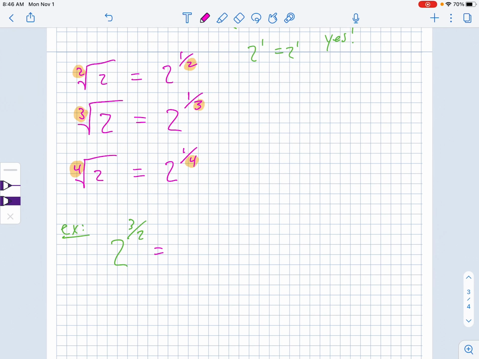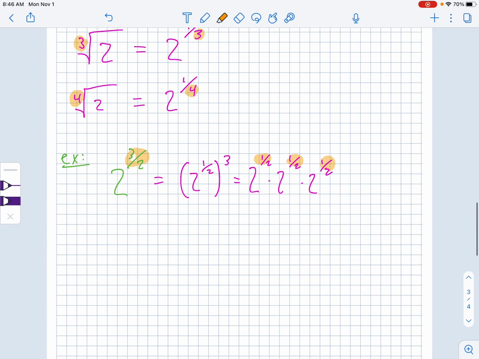Remember that 2 to the 3/2 is the same thing as 2 to the 1/2 to the power of 3. You can verify that a couple different ways, that it's 2 to the 1/2 times 2 to the 1/2 times 2 to the 1/2. And then if you were to add 1/2 plus 1/2 plus 1/2, you get 3/2.